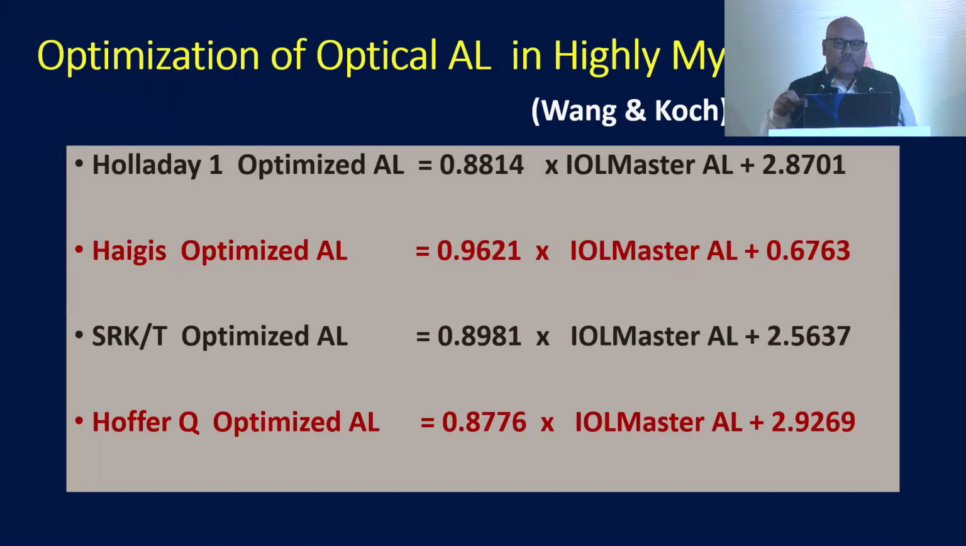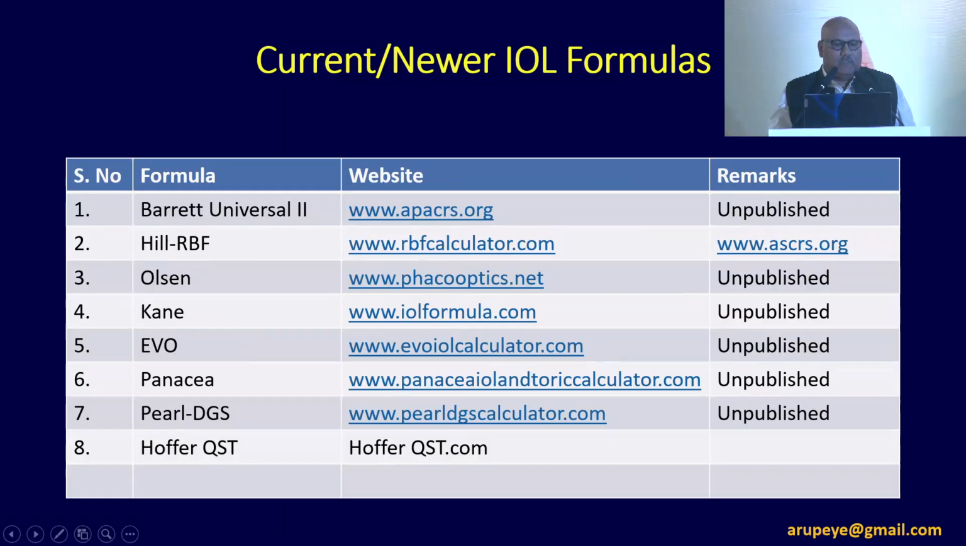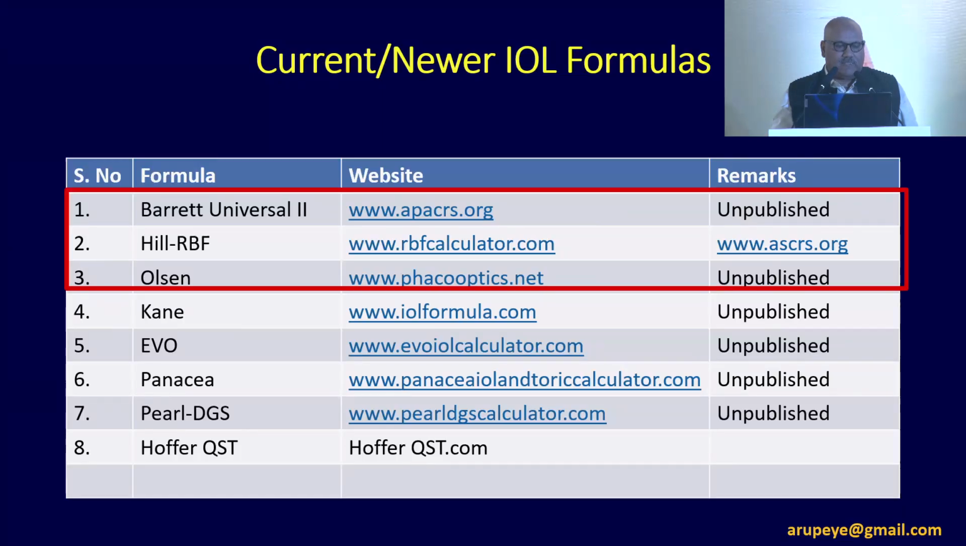So you have to modify the axial length by a Wang-Koch factor, and this factor varies from formula to formula. So you have to modify the axial length to get at the true axial length before you use the standard formulas. Now, if you are using the current formulas, these are the new formulas, there you don't really need to make this Wang-Koch adjustment, and you can use these formulas as such.